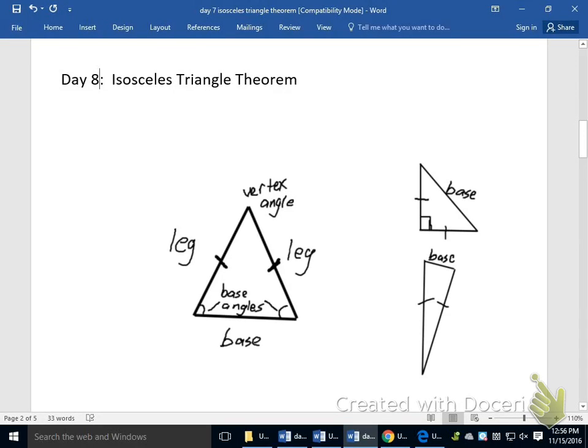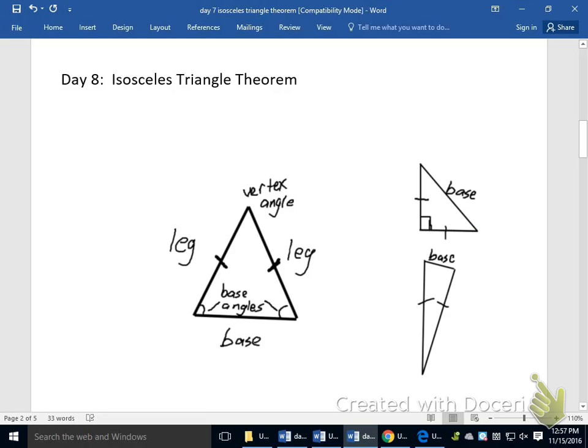Alright, welcome back to our unit on lines and triangles. This is day 8, isosceles triangle theorem. Just kind of referencing the parts of an isosceles triangle. Please remember that the angle joining the two legs, which are the congruent sides, would be called the vertex angle. The base is the non-congruent segment, and connected to the base would be the two base angles. And your base does not necessarily have to be the bottom of the figure.